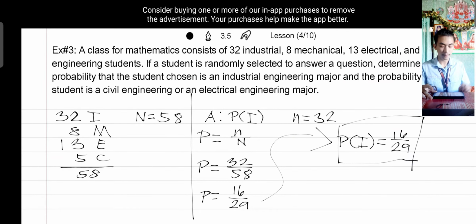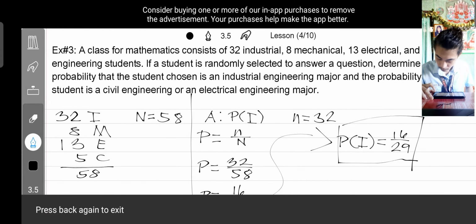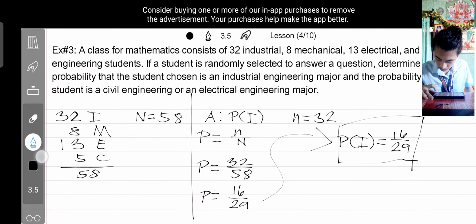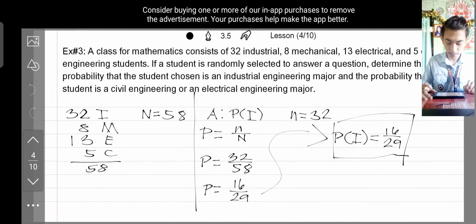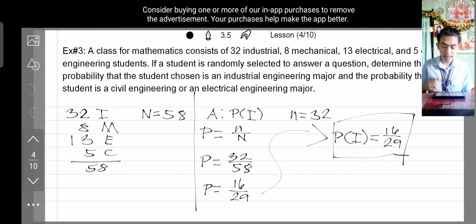Okay, let's go to event B. Event B says that we have to get the probability that the student is a civil engineering or an electrical engineering major. We have the rule that if we have the or, we will add the probabilities, and if we have the and, we will multiply the probabilities. In this problem, we have an or, civil engineering or an electrical engineering major.